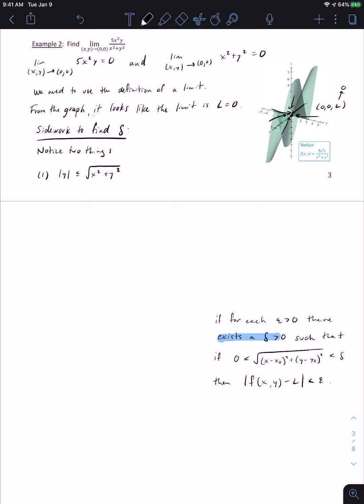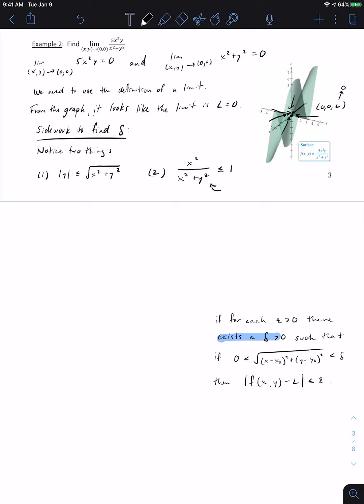So that's the first thing we need, and then I'll put it over here. The second thing we need is that x squared over x squared plus y squared is less than or equal to 1, right? So why is this one true? Because of the triangle inequality, right? And then why is this one true?